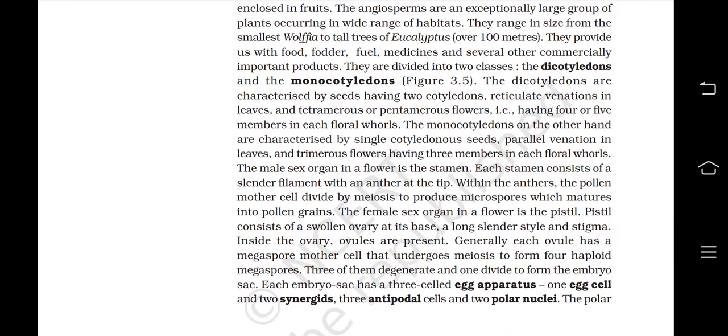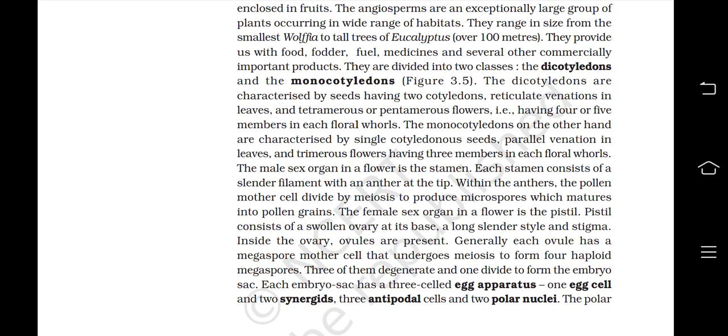The dicotyledons are characterized by seeds having two cotyledons, reticulate venation in the leaves, and tetramerous or pentamerous flowers, that is having 4 or 5 members in each floral whorl. The monocotyledons, on the other hand, are characterized by a single cotyledonous seed, parallel venation in the leaves, and trimerous flowers having 3 members in each floral whorl.